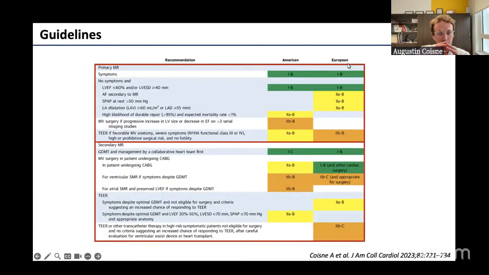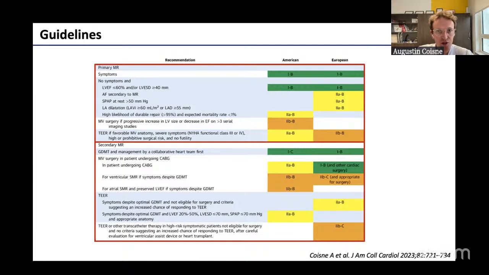Okay, so first of all, I wanted to start with the guidelines because, of course, you know that we need to separate patients with primary MR and patients with secondary MR. It's definitely not the same population and not the same therapeutic solution. First of all, if we speak about patients with primary MR, we need to treat patients with symptoms, of course, and patients, even if they have no symptoms, if they have LV dysfunction.